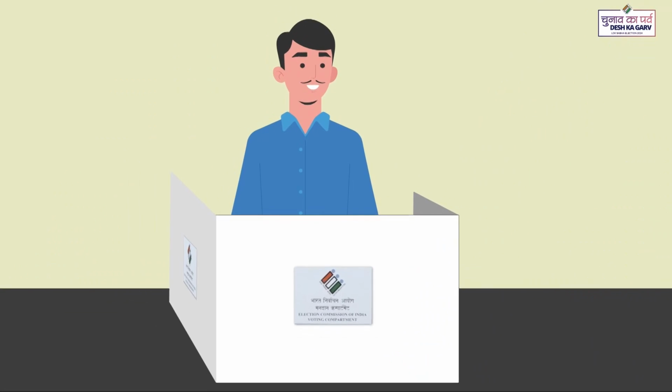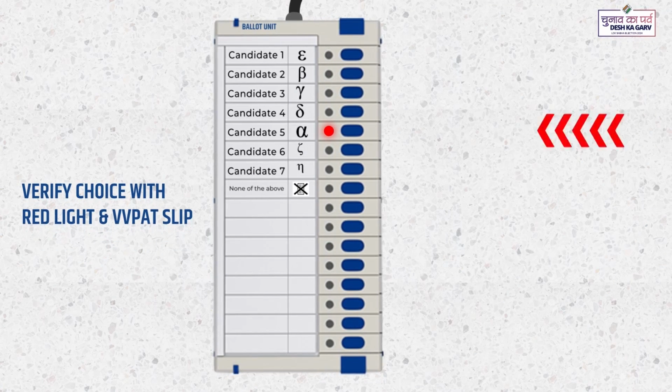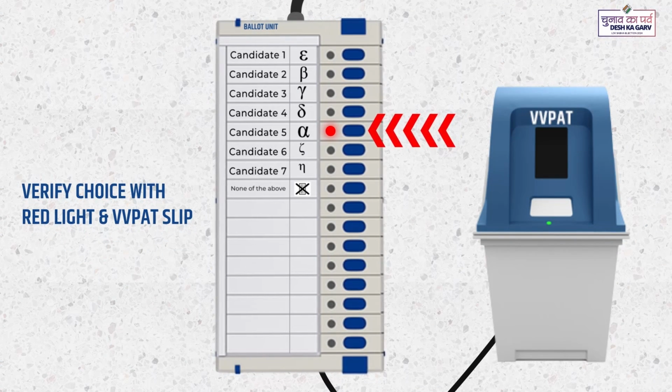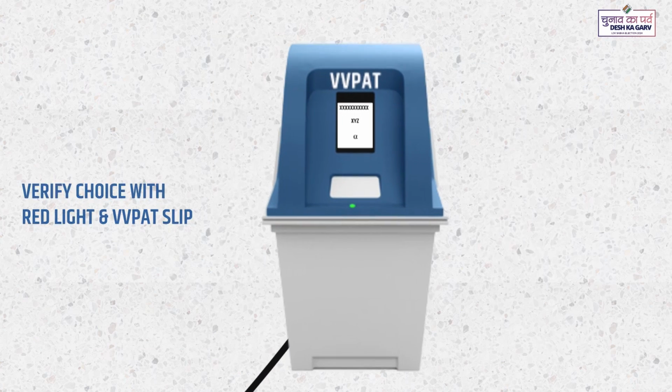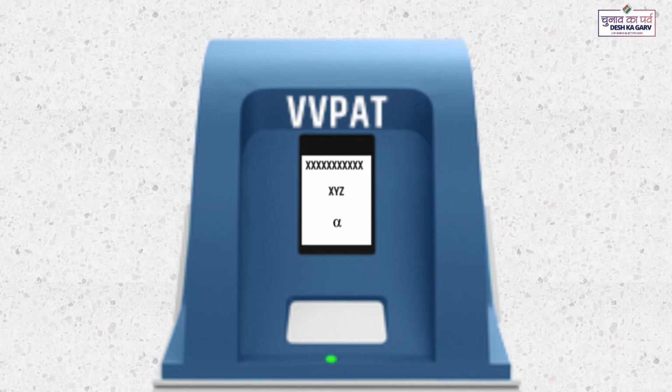Now head to the voting compartment and press the blue button for the candidate of your choice on the ballot unit. Confirm your choice by observing the red light. Verify your vote details on the printed slip from the VVPAT. VVPAT slip contains serial number, name of the candidate and candidate symbol.